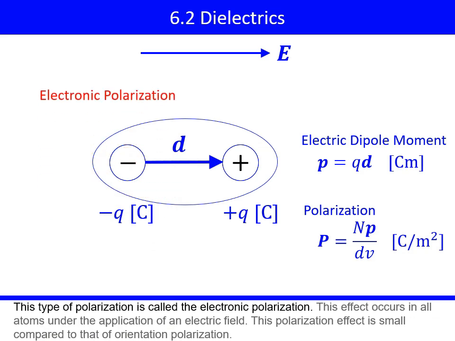This type of polarization is called the electronic polarization. This effect occurs in all atoms under the application of an electric field. This polarization effect is small compared to that of orientation polarization.